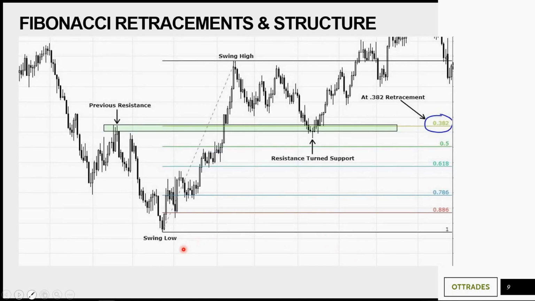Another nice example here. So we've stretched our fib levels from the swing low up to the swing high. We've got our Fibonacci levels on the right here. So as price is making its way down, you can see this 382 retracement correlates nicely with the previous resistance, now turned support. So we've broken through that resistance level. Price is working its way down. We'll be looking in this zone here to enter long on the retracement again.